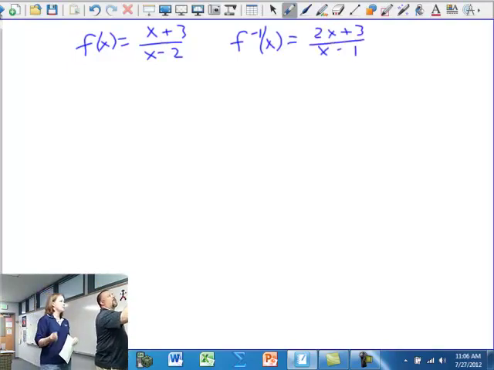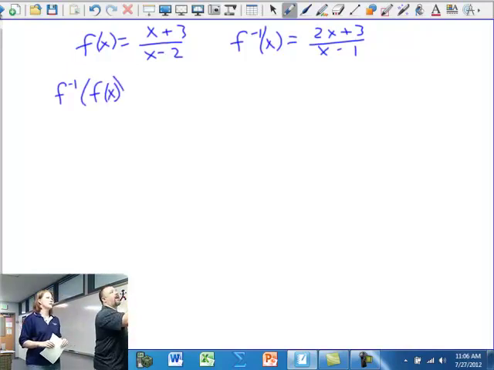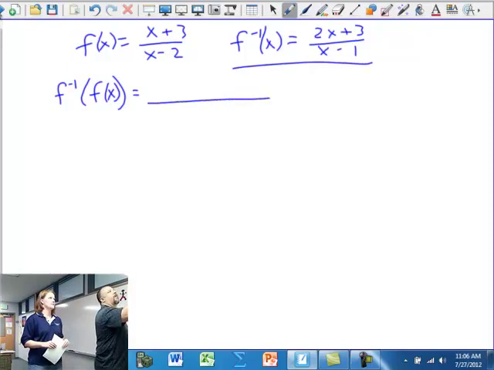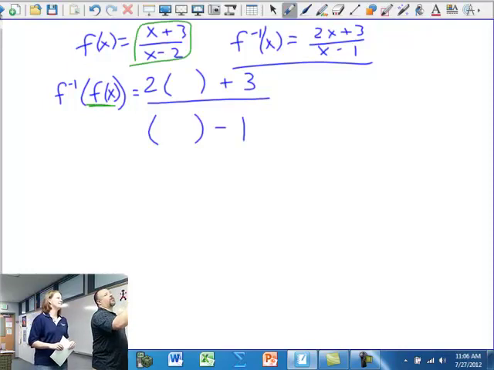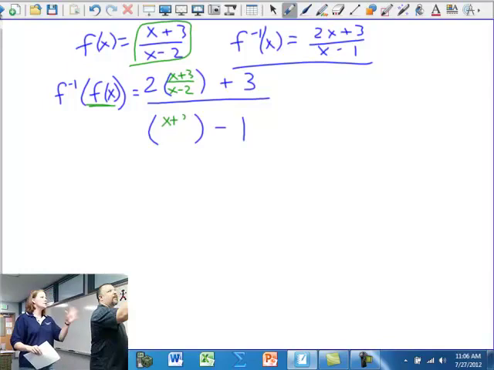And we now have to do f inverse of f of x. Put the original inside the inverse, which means we're going to write this function, and everywhere there's an x, we're going to put a parentheses. Correct. There's an extra 2 there that's kind of different. What do we put in there? x plus 3 over x minus 2. We put in all of that mess. It's your problem. Woohoo, this is fun.